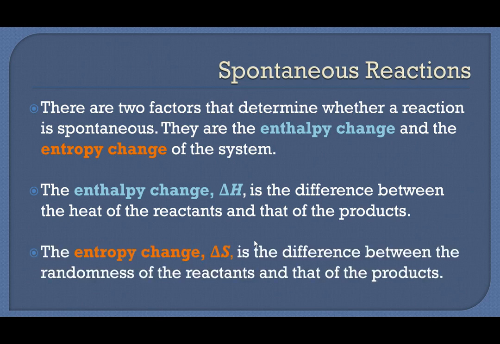We also have this new variable called entropy. So we'll spend a little bit of time getting to know entropy before we start quantifying it. Entropy is defined as the difference between the randomness of the reactants and the randomness of the products. I will often talk about, instead of randomness, messiness. So messy is good in chemistry.